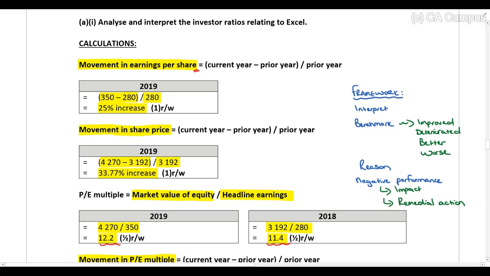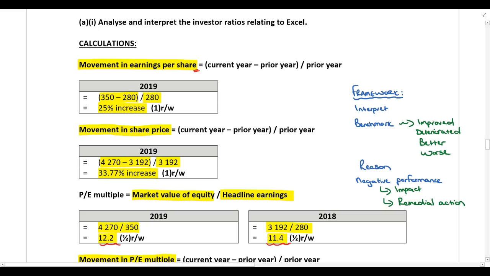Then when it comes to comparing to a benchmark, we have not been provided with any information relating to a competitor. We haven't been provided with any industry averages. So the only thing that we can benchmark is to the prior year. So we can see that earnings per share has increased. So in other words, it's improved by 25% from the prior year to the current year. And that's the only benchmark that we can do.